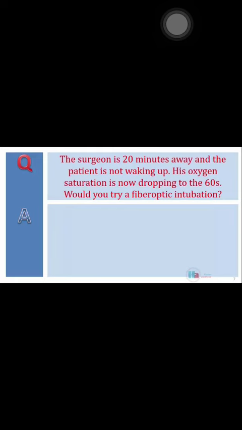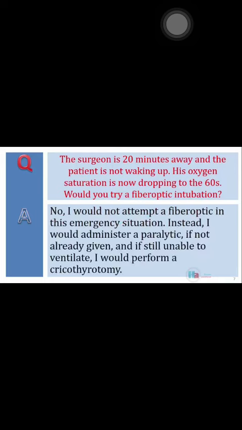The surgeon is 20 minutes away and the patient is not waking up. His oxygen saturation is now dropping to the 60s. Would you try a fiber optic intubation? No, I would not attempt a fiber optic in this emergency situation.